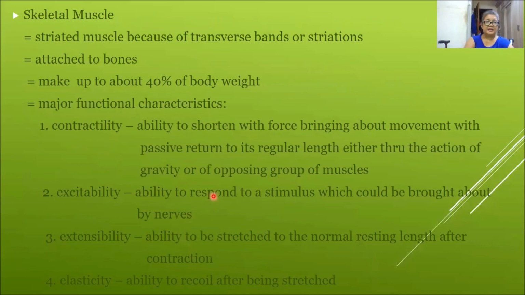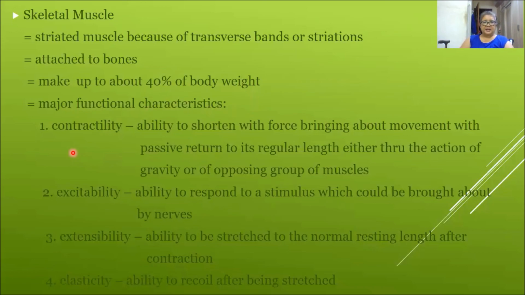Now we go to the skeletal muscle, which is the striated muscle because of transverse bands of striation. This is attached to the bones, your skeletal muscle, and it makes up about 44% of the body weight. The major functional characteristic is its contractility. It has the ability to shorten with force, bringing about movement with passive return to its regular length either through the action of gravity or of an opposing group of muscles.